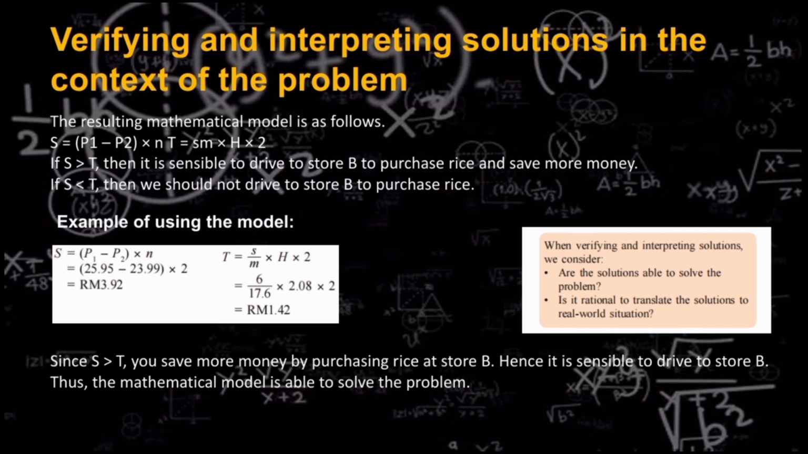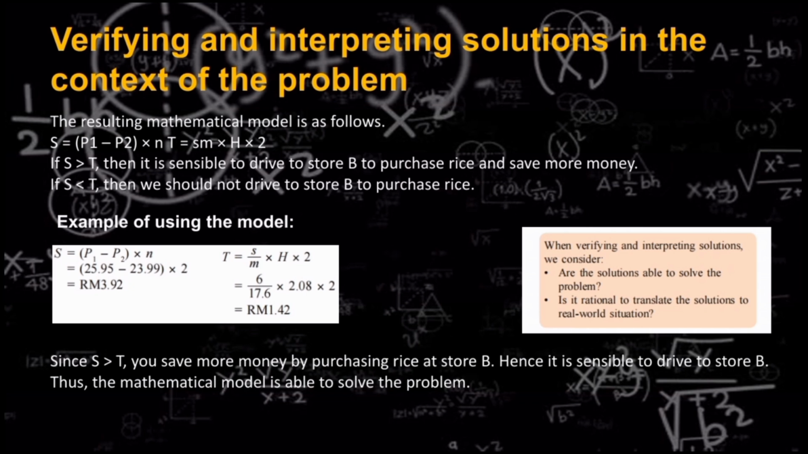Example of using the model. S equals P1 minus P2 times N, equals 25.95 minus 23.99 times 2, equals RM 3.92.